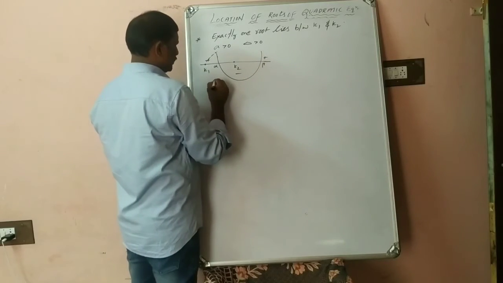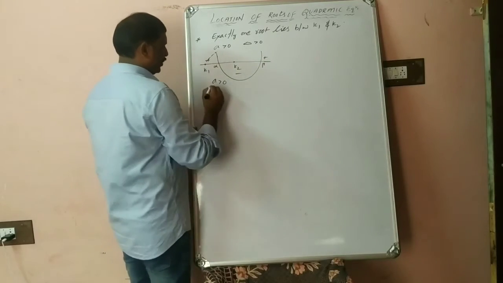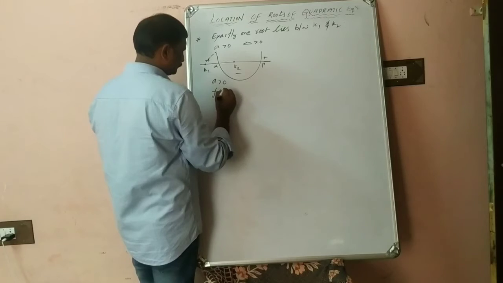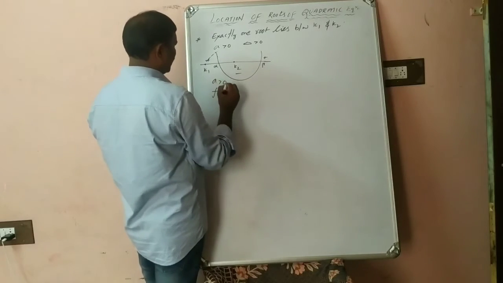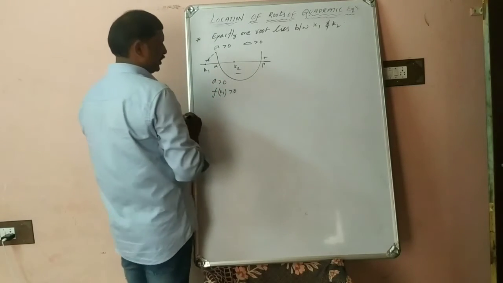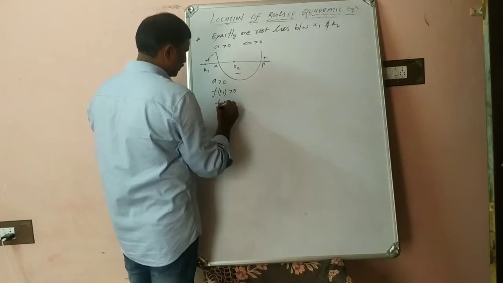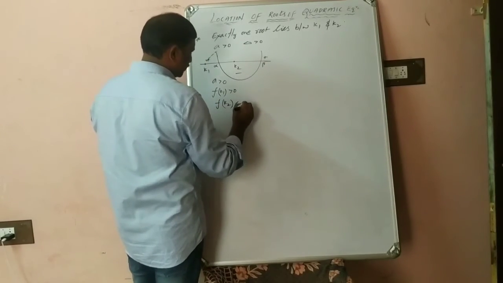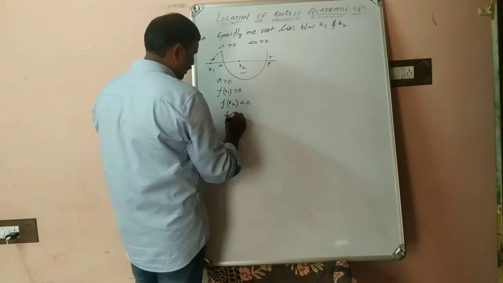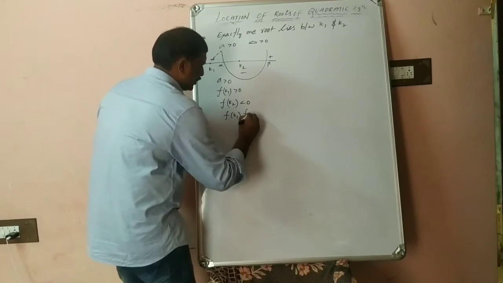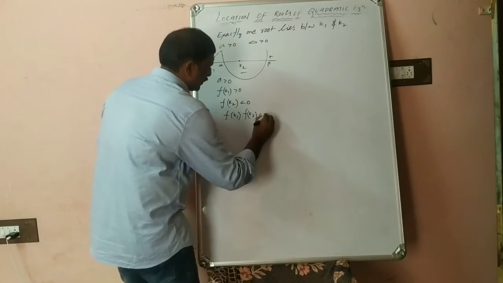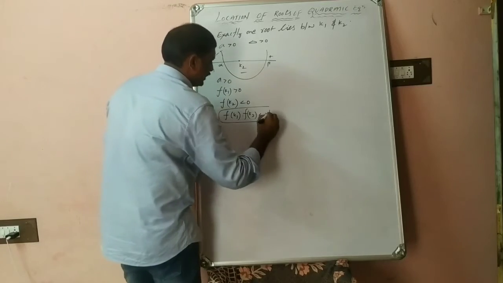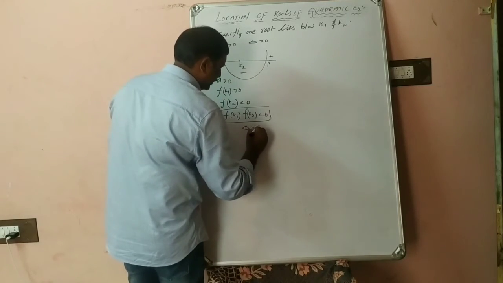So join with this. Now a is positive. What about f of k1? f of k1 is positive. What about f of k2? f of k2 is negative. So by multiplying them both, f of k1 into f of k2 is negative, in the case of delta greater than 0.